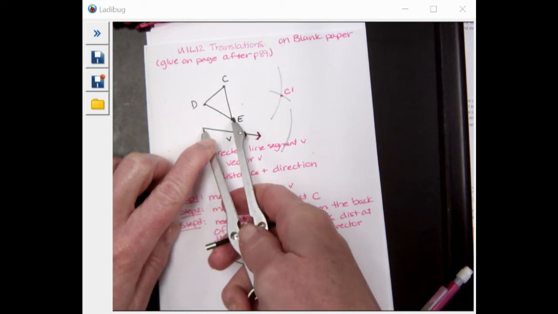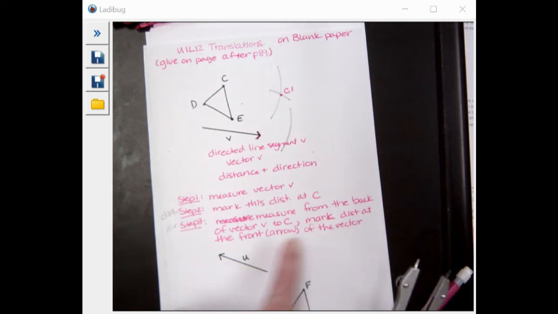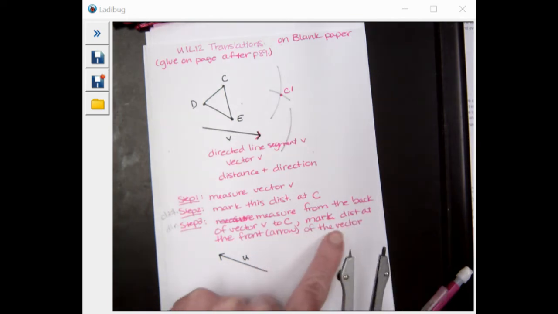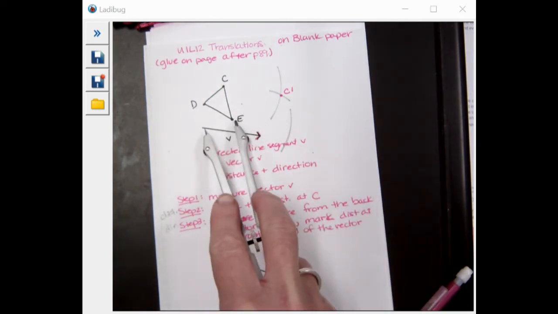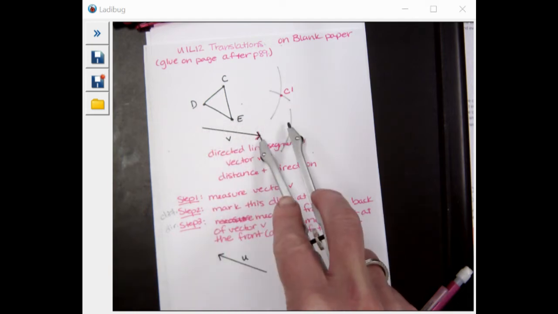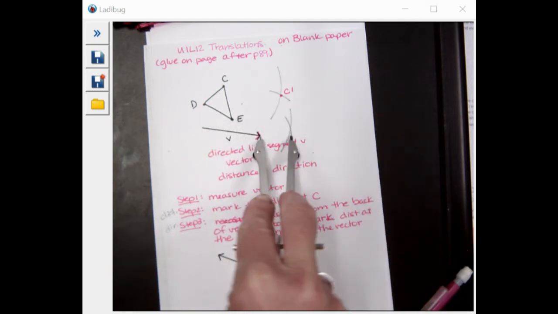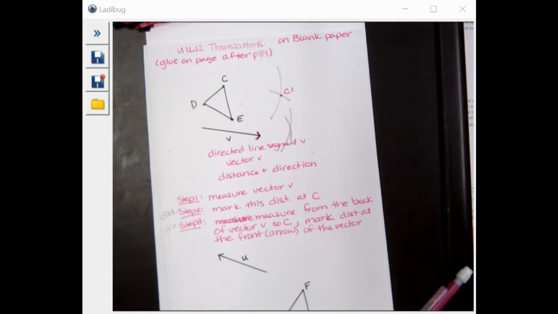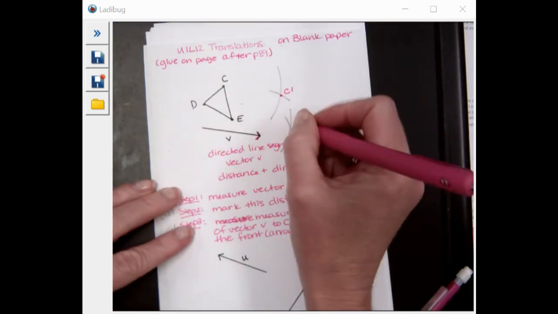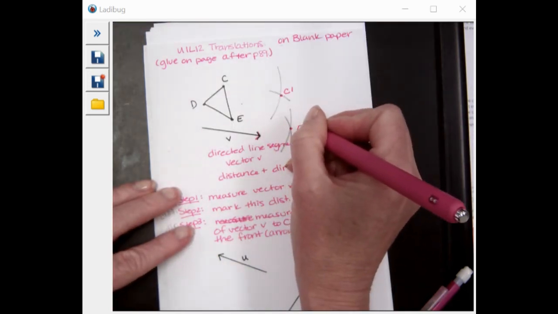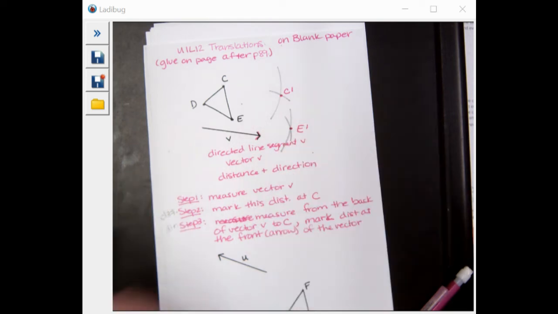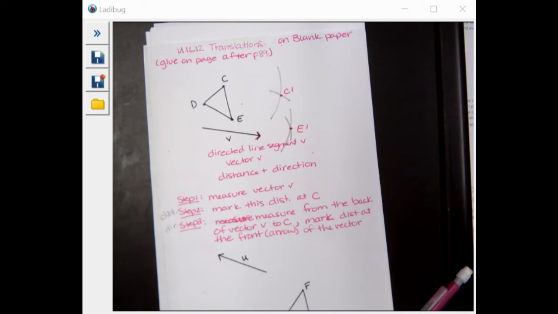Feel free to pause this video if you need to catch up. And then I'm going to mark this distance at the front of the vector, at the arrow. So I'm going to take my needle and move it from the back to the front, and mark this distance. Where those two arcs just intersected, this is my E prime. If you're finding your arcs aren't intersecting, you're not making them long enough. You are going to have to redo your arcs, making them long enough that they intersect.